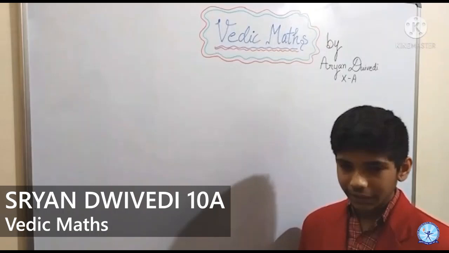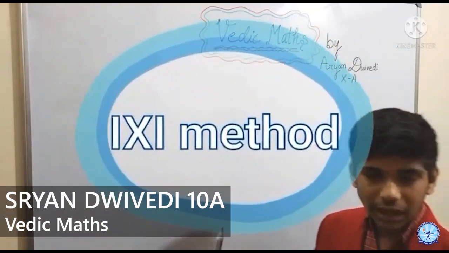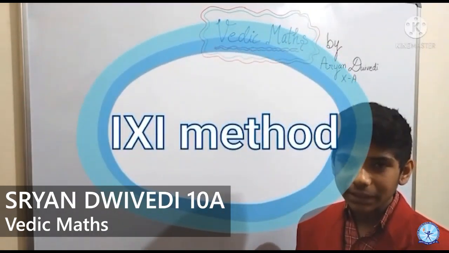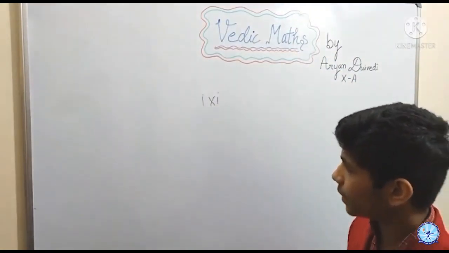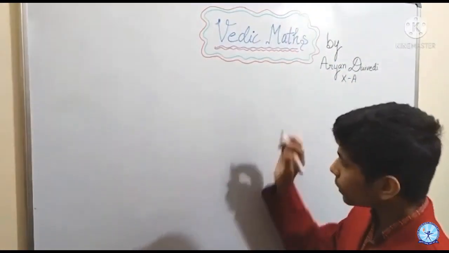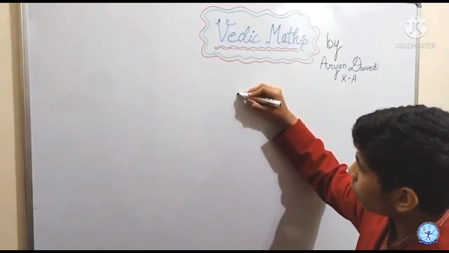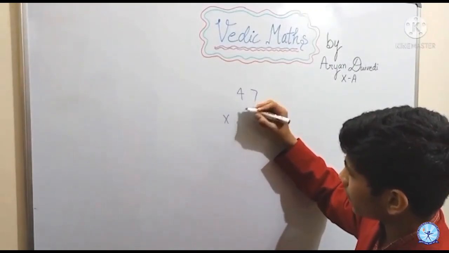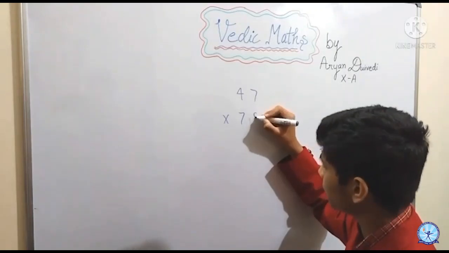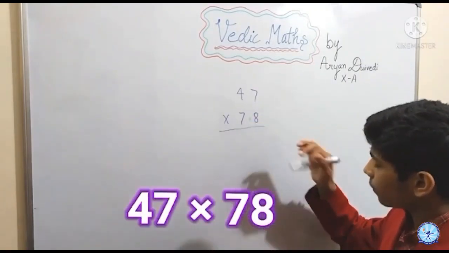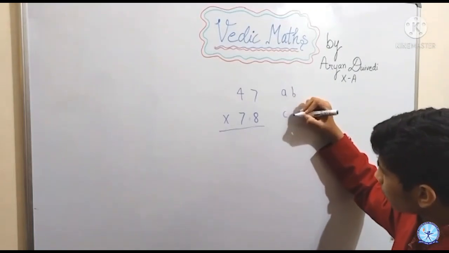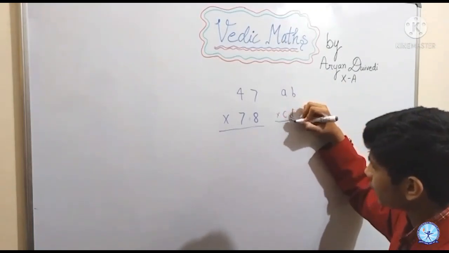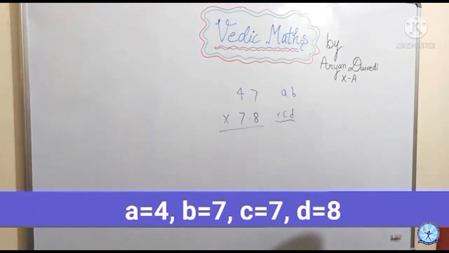Okay, so I will now tell you the IXI method and why it is called IXI. The IXI method is called so because of its sequence. Okay, so now let's take an example like 47 multiplied by 78. Let us assume that this is AB, and we are multiplying AB by CD. So A is 4, B is 7. You get the idea, okay?